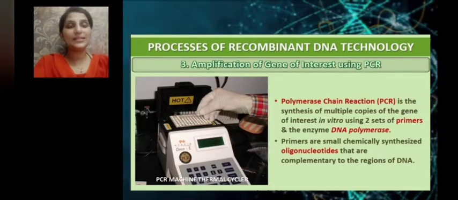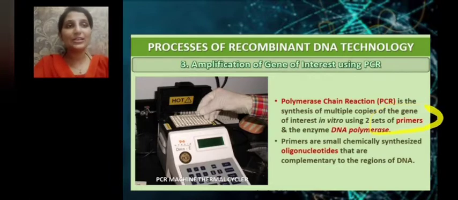PCR is a synthesis of multiple copies of the gene of interest in vitro. In vitro means in laboratory conditions, which is giving a simulation. So it is a process by which multiple copies of the gene of interest are made in vitro using two sets of primers and the enzyme DNA polymerase. What's the importance of DNA polymerase? Polymerase catalyzes the polymerization of deoxyribonucleotides.